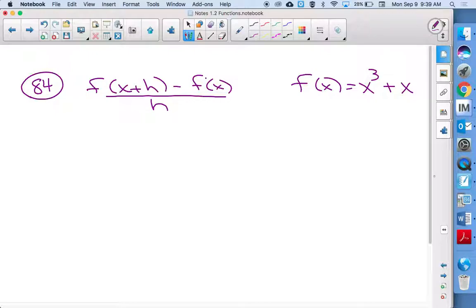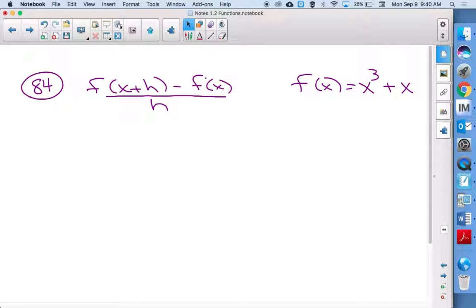So I want to be able to kind of just work through this problem so that you get a better understanding of the difference quotient. The difference quotient part is that f of x plus h minus f of x all over h. It's called a difference quotient literally because you have a difference on the top, subtracting two pieces, and a quotient because it's in fraction form.